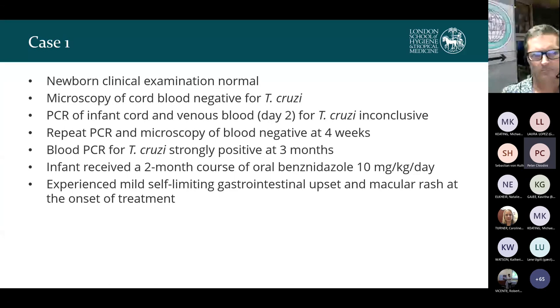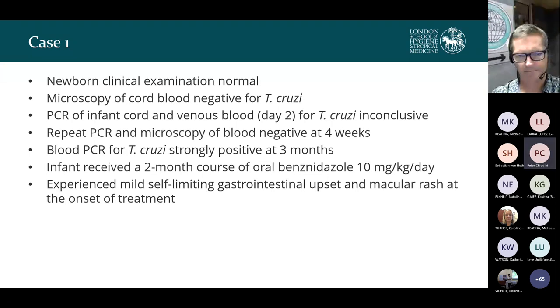PCR was inconclusive. Now, I've validated a lot of PCRs, and the more we looked at it, it's still inconclusive. PCR is not a magic bullet, and at that time, definitely inconclusive. Impossible to say you need to treat on such a result. We ran it all again on a new sample at 4 weeks, still negative. Now, this is the important point, because they say the incubation period is about 4 to 6 weeks, 3 months, and we got a strongly positive PCR for T. cruzi.